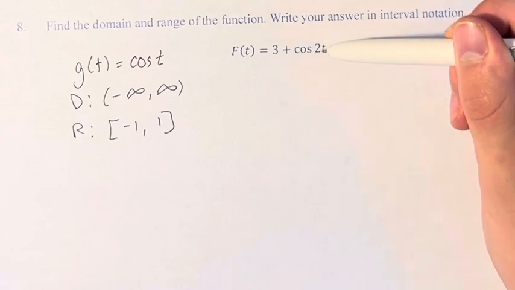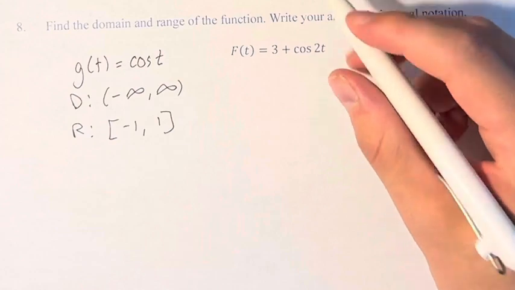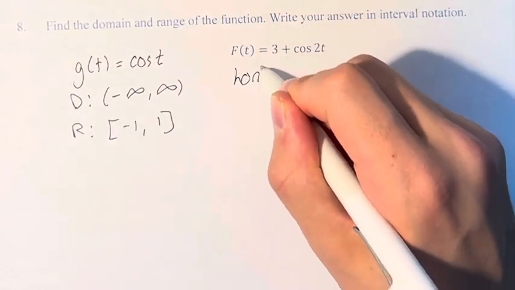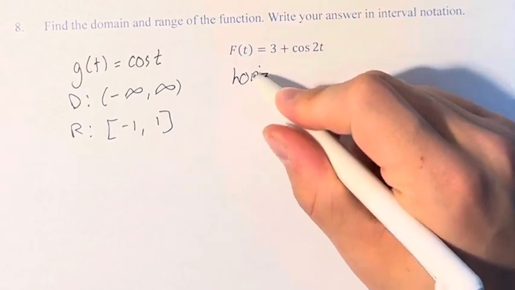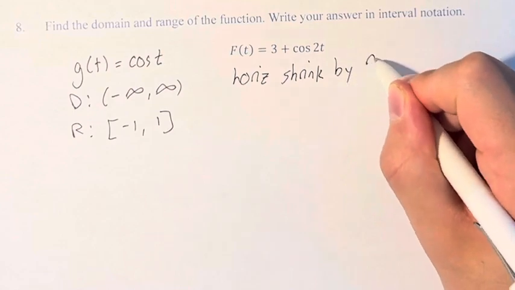First of all, we're multiplying t by 2. So multiplication means we're doing a shrink or a stretch. Multiplying t by 2, not the whole cosine, so it's horizontal. It's greater than 1, so it's a horizontal shrink by a factor of 2.